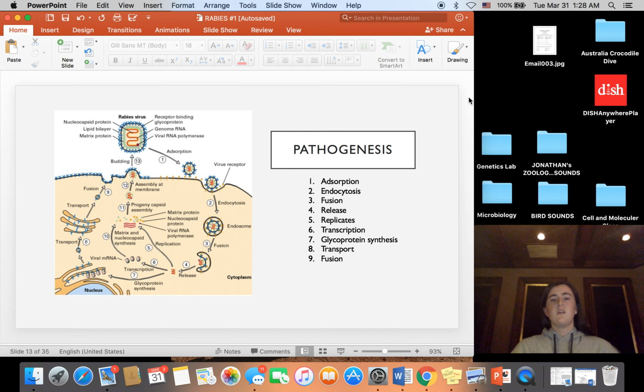Okay. For pathogenesis, the first thing that happens is absorption. The virus is absorbed through the membrane. And then endocytosis occurs, and then fusion, and then it releases the viral RNA, and then transcription occurs. The next step is glycoprotein synthesis, and then it transports that back to the membrane and fuses to the membrane, and that is the pathogenesis.